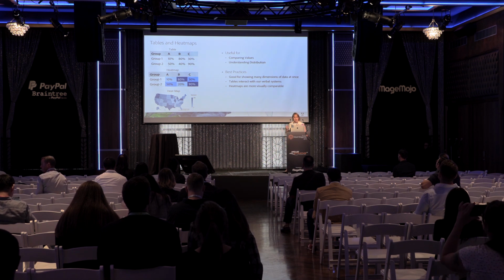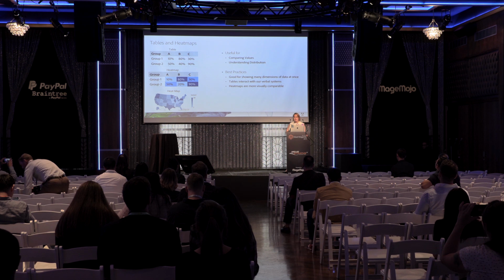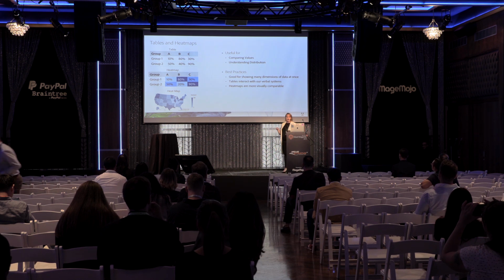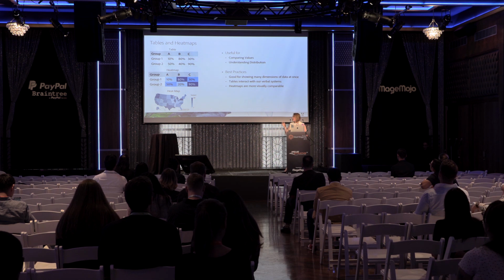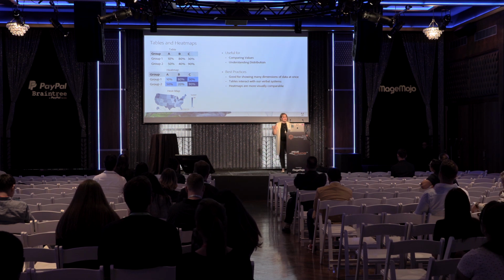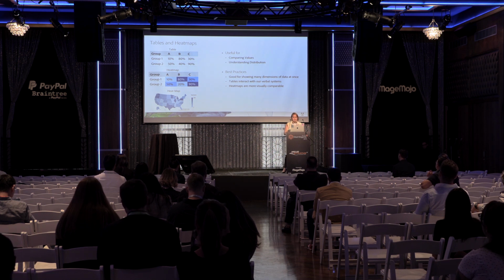We have tables and heat maps. So these are good for comparing values, but they work in a little bit different way. Tables are interacting with our verbal system. So rather than being a visual element, we read these. And you really don't want to use these during a presentation. They're not great. People won't be able to take a lot away from them. Unlike heat maps, which could be used because they're a little more visual and they're great for picking out the highs and lows of things.